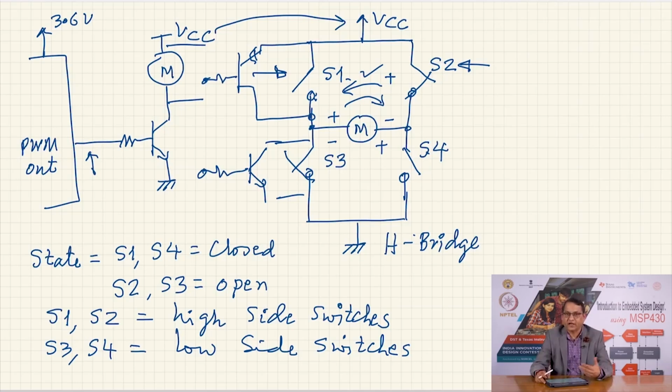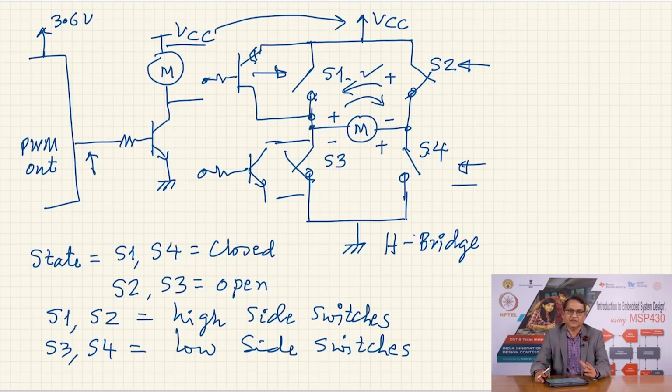By varying the duty cycle, I can increase or decrease the speed of the DC motor. If I want to reverse the direction, I am going to open S2 and S3, close S1, and apply a PWM signal on S4. This will reverse the direction, and the speed will be determined by the duty cycle of the PWM waveform connected to S4.